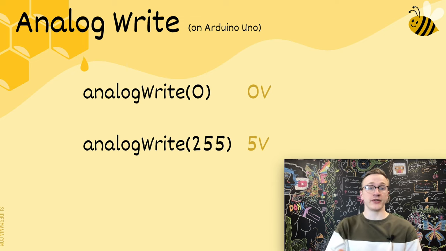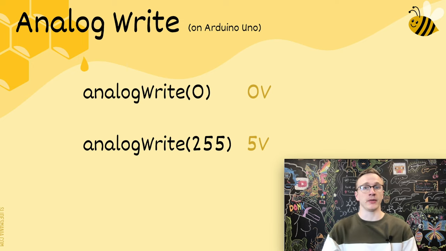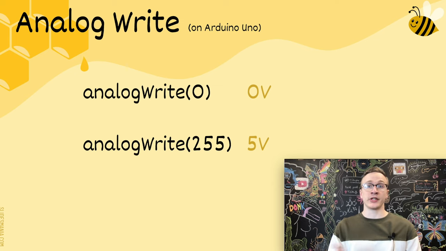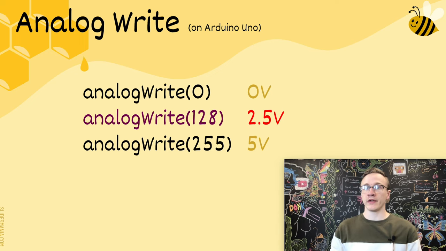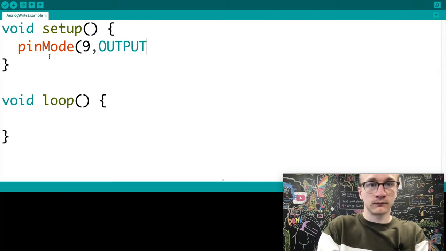In Arduino, it's pretty simple. We just say analog write and then pass in a byte, which is any value from 0 to 255. If we give it 0, we'll have a 0 volt output. If we give it the maximum number, 255, we have 5 volt output. But what happens if we give it something in between, like 128? Are we going to get something around 2.5 volts? Well, let's try it out for ourselves.